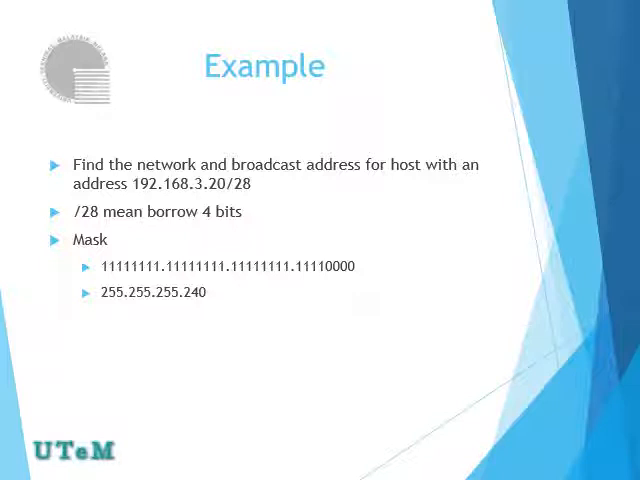Okay, let's look at this example. Find the network and broadcast address for a host with the address 192.168.3.20/28. We use this information to determine the network address and broadcast address. By using this information, you can determine net and host. We are not using class. We are using this information to determine net and host. This is a very important part in IP addressing.